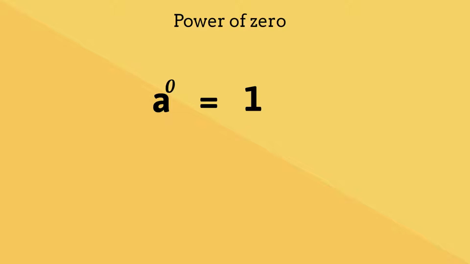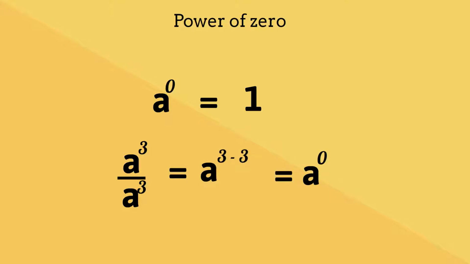Now this is very easy to understand. How do we get a power of 0 in the first place? It's always a power being divided by itself. a to the power 3 divided by a to the power 3 equals a to the power 3 minus 3, which is equal to a to the power 0.